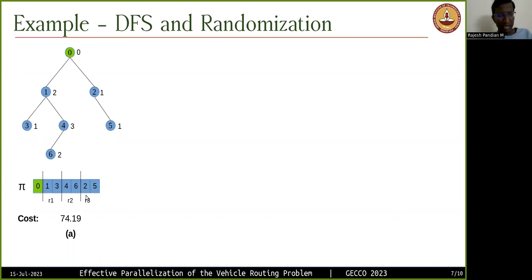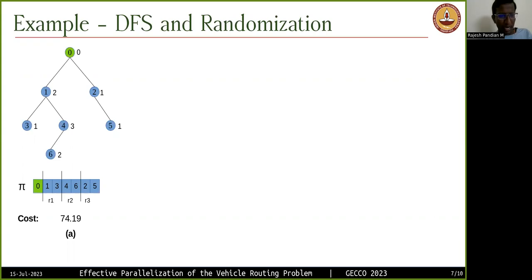Once the routes are calculated, it is then easier to calculate the cost of the routes, which is basically the sum of distance traveled in all the routes. Right. So how do we get to a neighborhood solution? Yes, this is what I'm going to explain next.